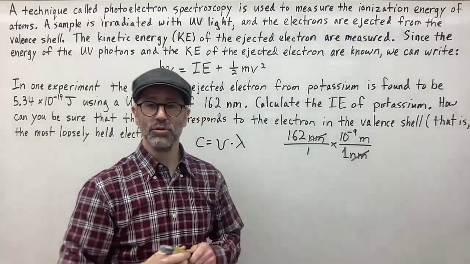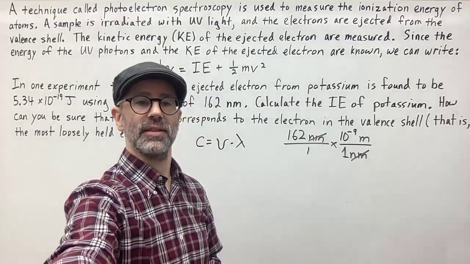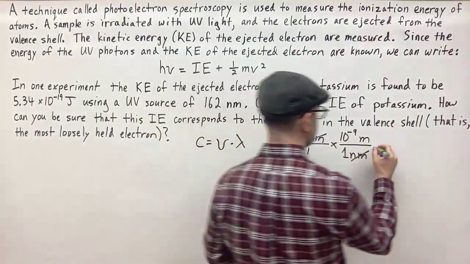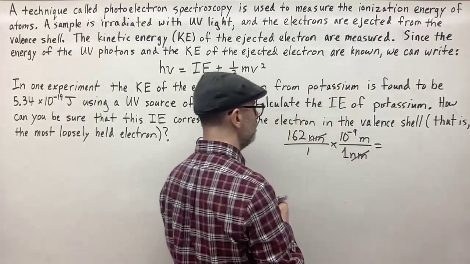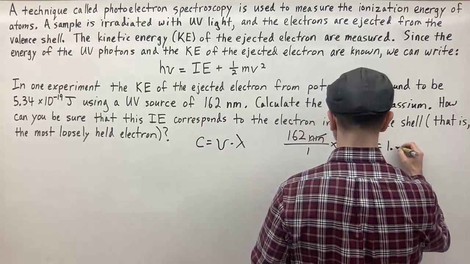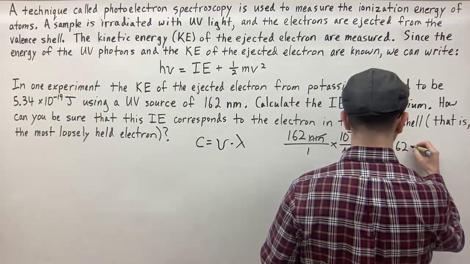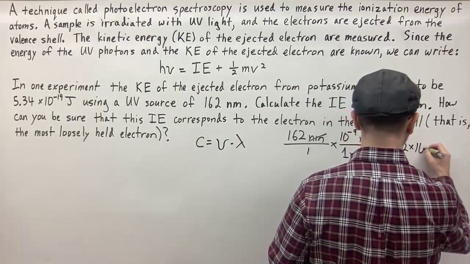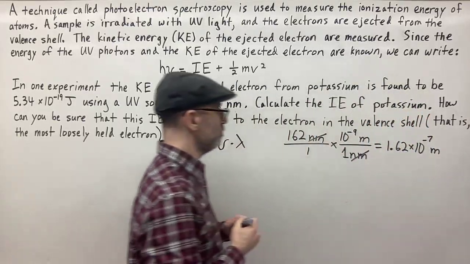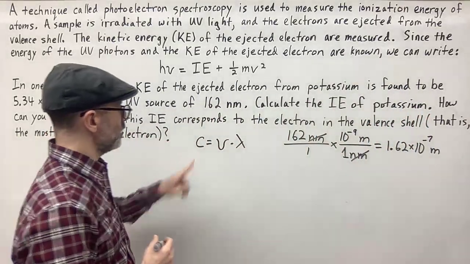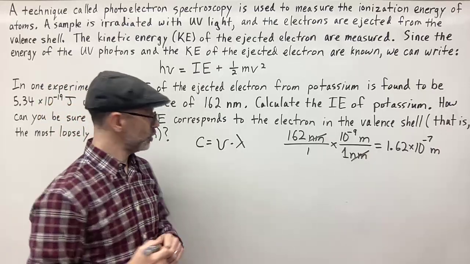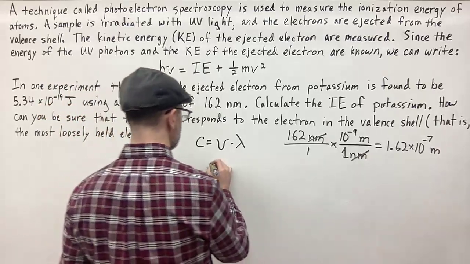So that's going to cancel out, and then we end up with meters. And so when we calculate this, this is going to end up being 1.62 times 10 to the negative 7 meters. Okay, the speed of light is 3.0 times 10 to the 8 meters per second. So we can plug that in.